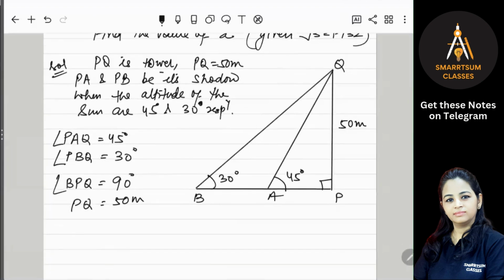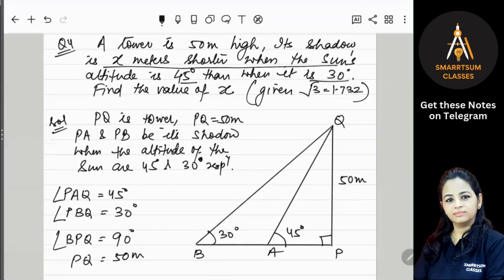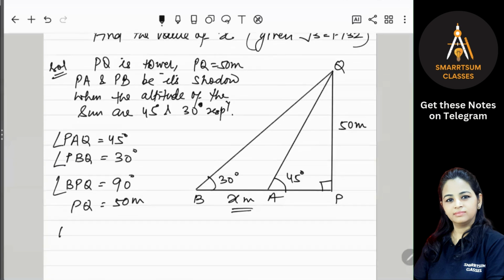Now, what is given here? Its shadow is x meters shorter when the sun's altitude is 30 degrees. So x shorter means AB will be x meters. Is that clear? So you can write down, let AB be x meters.